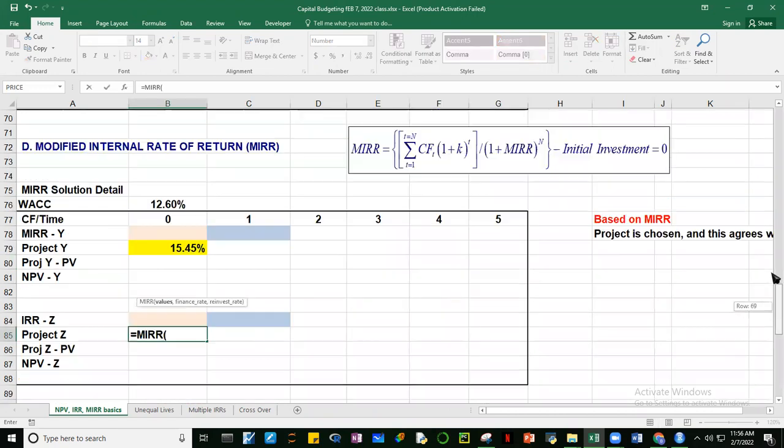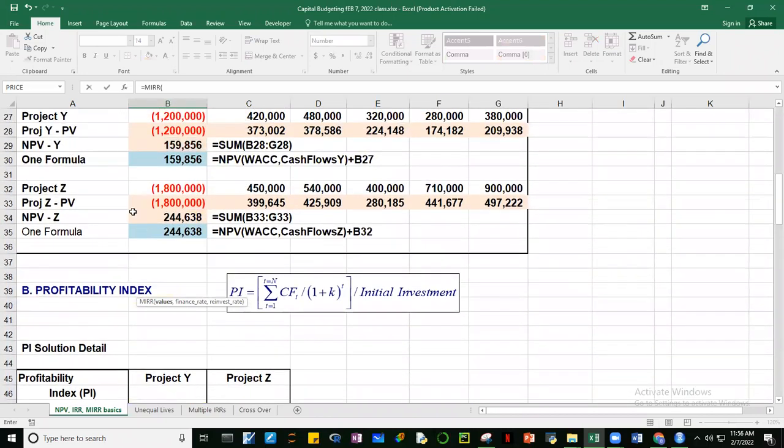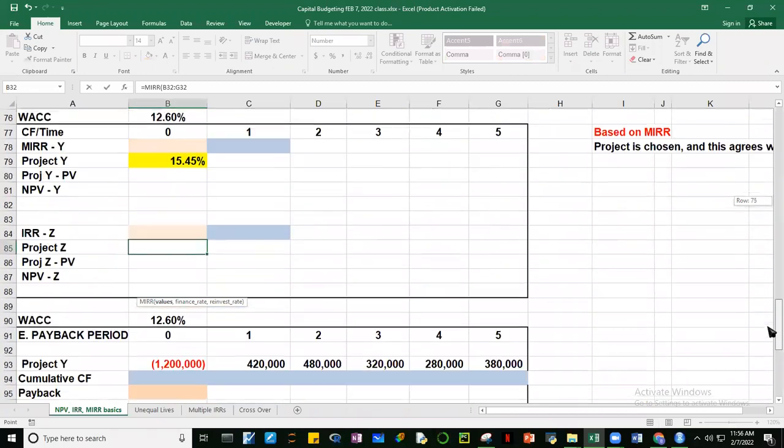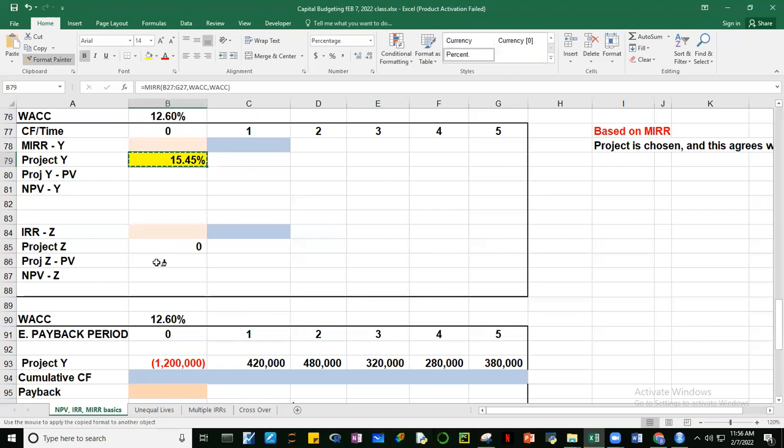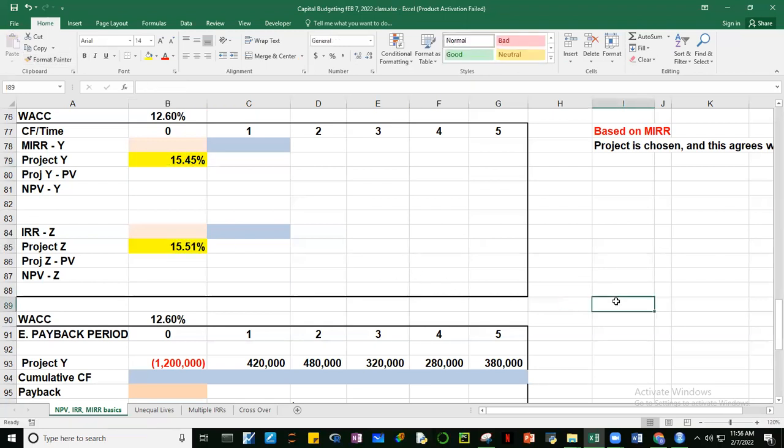How about Z, MIRR? Okay, once again, the values for Z are itong lahat ng cash flows niya. Dapat linagyan natin ng pangalan niya para mas madali. And then, finance rate is WACC. The reinvestment rate is also WACC. Okay, Control Enter. Copy the format. Okay. So based on MIRR, sino mas maganda? Mas maganda si Project Z. Its MIRR is higher than the MIRR of Project Y.